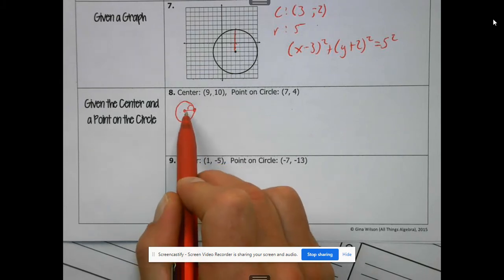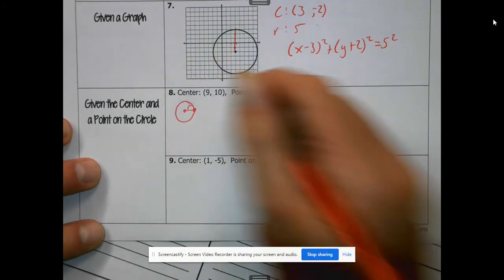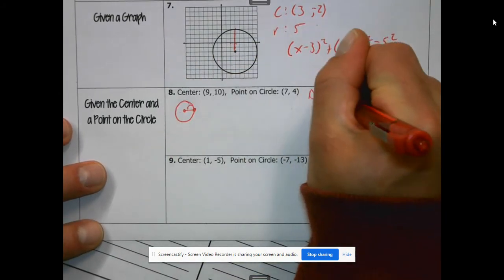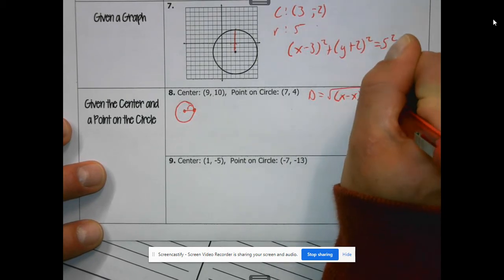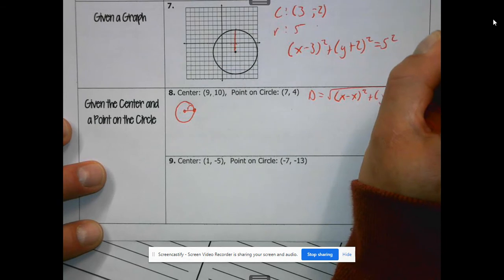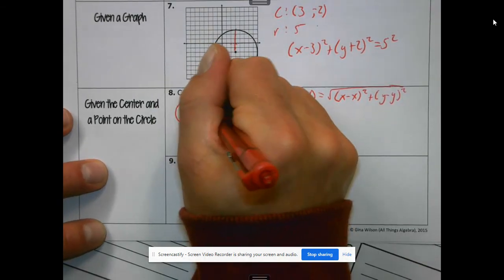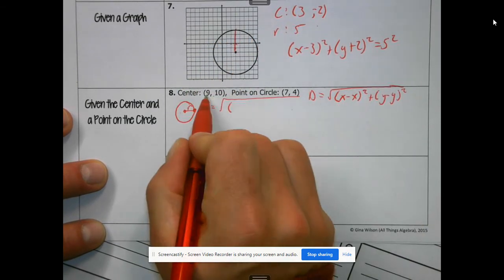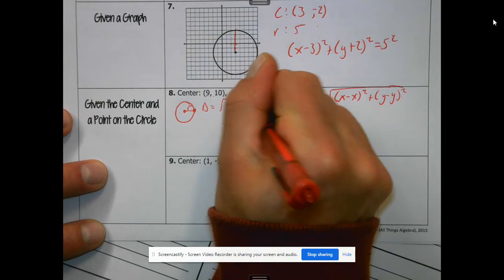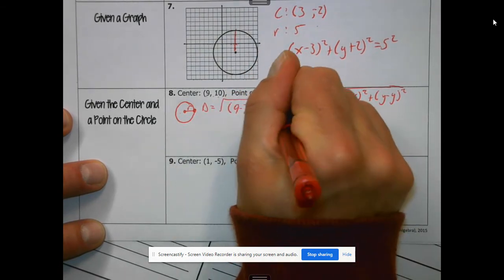So distance from the center to a point on the circle will be the radius. So just remember, distance formula, I'll give it to you right here. Subtract the x's, square them. Add that with the subtraction of the y's and square that. All right? So distance, we'll have 9 minus 7 squared, 10 minus 4 squared.